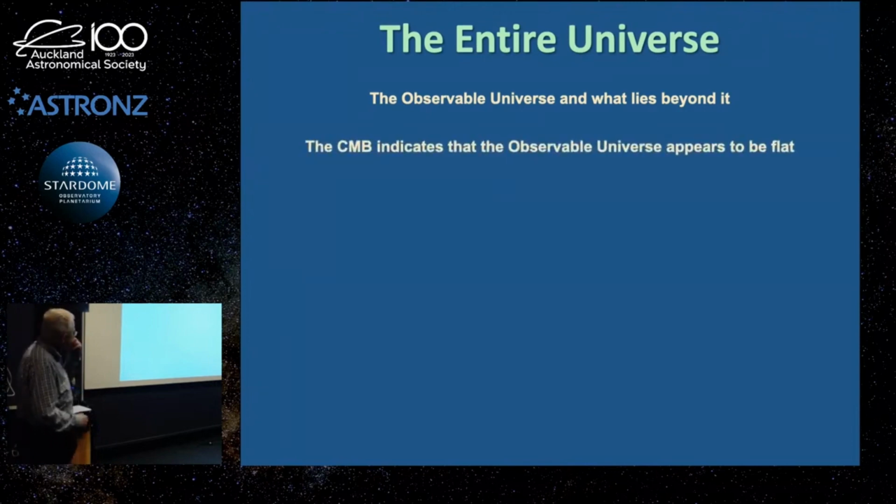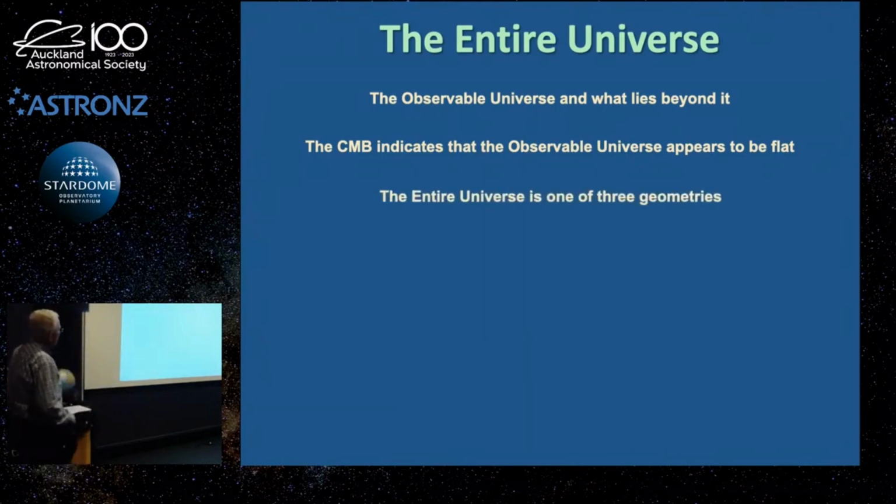And it's the cosmic microwave background that we looked at, all those speckles, and I mentioned there that they can get an idea of the geometry of the observable universe. And that data suggests that the observable universe appears to be flat. We can't see any curvature in it, curvature going either way. It appears to be flat. Which leaves the entire universe as one of three geometries.